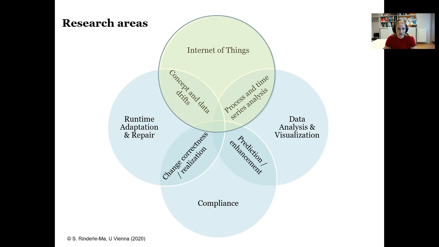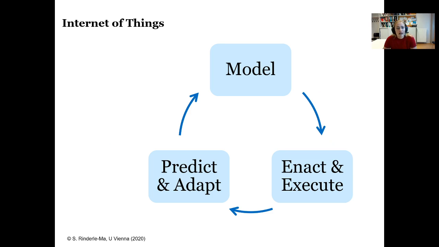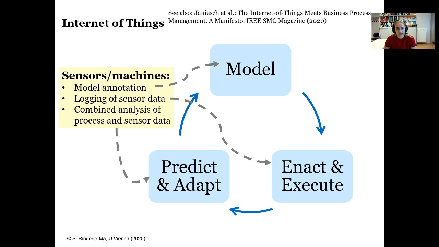So let me start with the Internet of Things area. The Internet of Things and BPM area follows the well-known life cycle of processes. We need to think about how to bring these worlds together when modeling the processes, when enacting and executing them, and then also when doing predictions and adaptations. There is a recent survey on the particular challenges that arise at the interface between BPM and IoT, and it follows this life cycle.